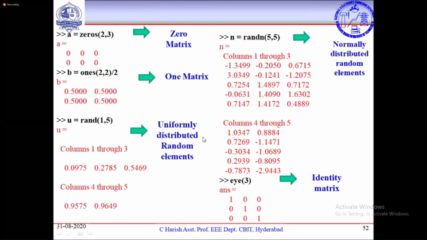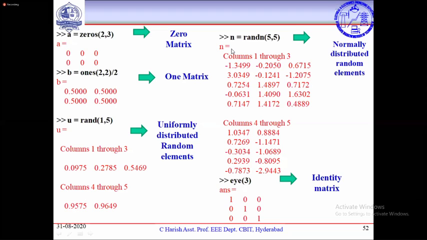Okay, now let us see one by one. If I want to have zeros of 2 by 3, we type zeros of 2 comma 3. All of you remember these are all in lower case. There are no upper case in this one. A equal to zeros of 2 comma 3. It will generate a matrix of zeros, 2 by 3. Ones of 2 by 2 means it will generate a 2 by 2 matrix of 1 1 1 1, and you are asking to divide by 2. So that's why 0.5 0.5 0.5 0.5. Okay, we call it the zero matrix.